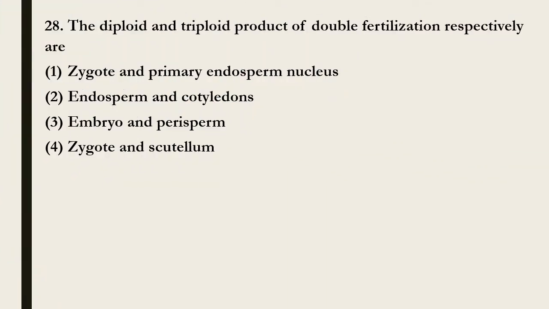Question number 28. The diploid and triploid product of double fertilization respectively are. So first of all, we need to know about double fertilization. What is meant by double fertilization? That is syngamy plus triple fusion. Syngamy plus triple fusion together are called double fertilization.